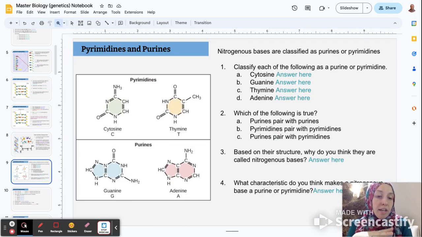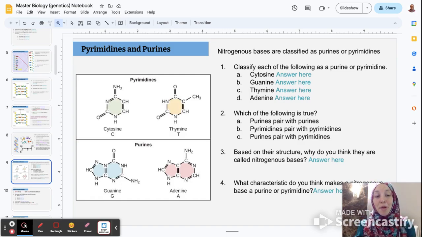Okay, so let's take a look at our different nitrogenous bases that we have. We have cytosine, thymine, guanine, and adenine. We already discussed A and T pair together, C and G pair together. But cytosine and thymine only have 1 ring, so they are called pyrimidines. Guanine and adenine have two rings, so they're called purines.